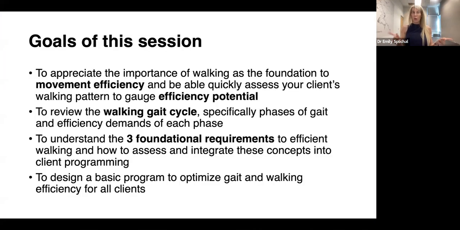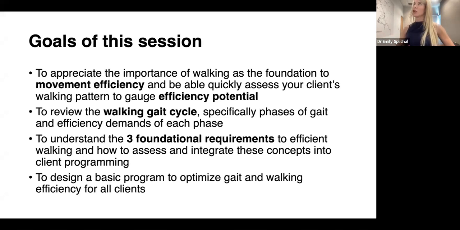All right, so our goal with this session is going to be appreciating the importance of walking as the foundation to movement efficiency. And this concept of efficiency is very important. So when I treat a patient, I am not just thinking about, can I get them to walk? Can they walk across the room without pain? Pain is not my goal. My goal is really much more about the optimization of movement.